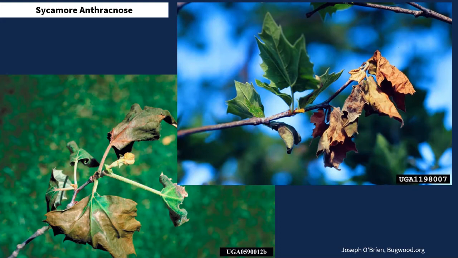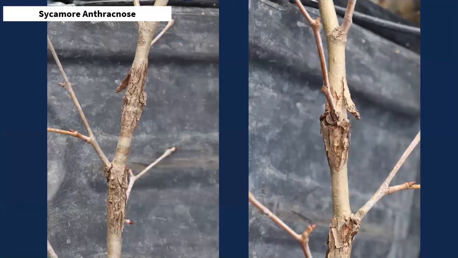This would be mostly the case in early summer when you have very wet springs, which is when you're most likely to find anthracnose. If you get in there and look, especially with sycamores, you'll have these scar points on the smaller branches where anthracnose will get in, and that's a good indication that you're looking at anthracnose.